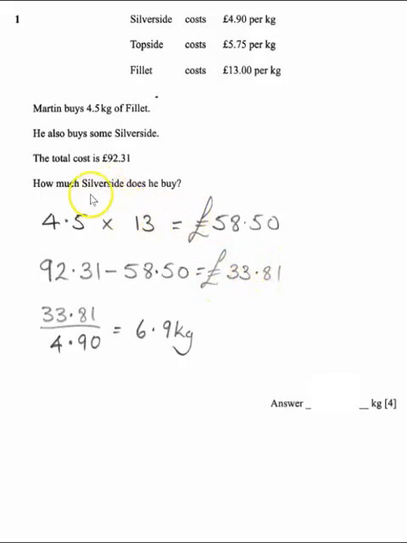So it's asking you how much silver side does he buy. So if it costs £33.81 for the silver side, we can divide by the £4.90, and when we divide this, it will be 6.9 kilograms. That is how much he bought.